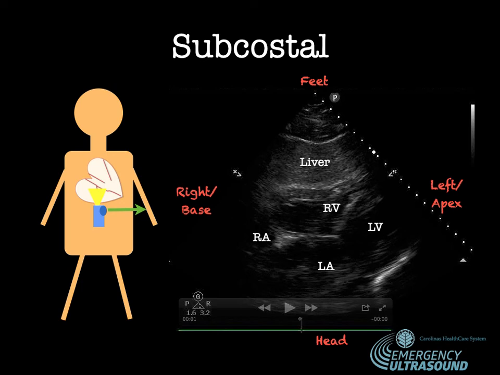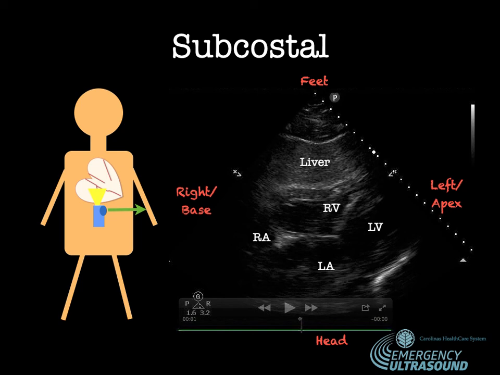We'll have our feet at the top of the screen, head at the bottom of the screen, and then we'll have our left side on the right of the screen and our right side on the left of the screen. So the ultrasound beam as it comes through, and I remember for this one, our ultrasound indicator is pointing to about 3:30 or 4 o'clock. So over to the patient's left. The ultrasound beam is going to come through the liver, and then the first chamber it's going to hit is the right ventricle. So look for the right ventricle at the top of the screen, just underneath the liver.